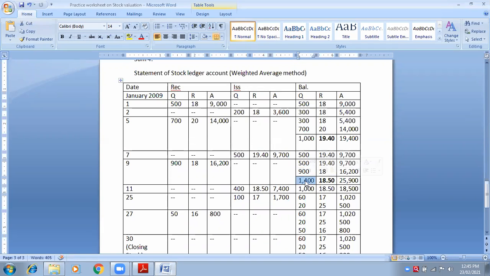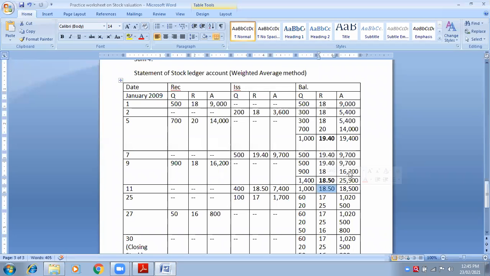Why? Because altogether we have to take the total of the units that we have in our hand. The total is 1400. So out of 1400, 400 is issued, 1000 is left. Out of 25,900, 4,000 is gone. So 18,500. So amount divided by quantity, you will get the weighted average rate again.